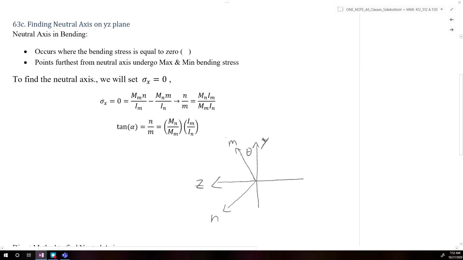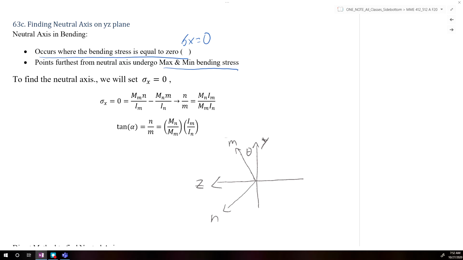So the next step when solving for our stresses is that we need to find our neutral axes. Our neutral axis occurs when the bending stress is equal to 0, so when sigma x is equal to 0 for a given cross section. The reason we're interested in finding the neutral axis is that the points that are furthest from our neutral axis undergo our maximum and minimum bending stresses, and those are the points where we'd be interested in designing our cross section to withstand the given applied loads.